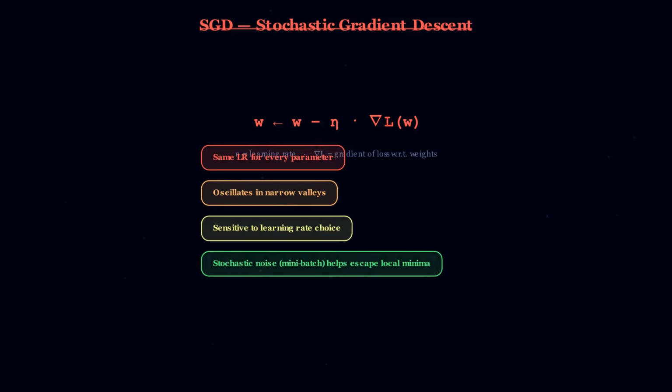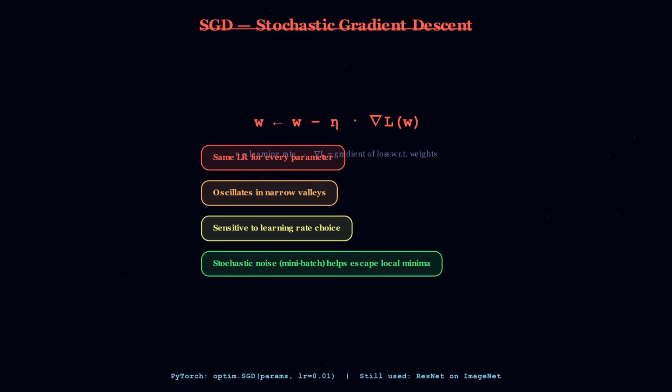SGD, stochastic gradient descent, the foundation of all optimizers. The update rule: W equals W minus learning rate times the gradient of L with respect to W. That's it. Subtract a fraction of the gradient from every weight on every step. The learning rate eta controls the fraction. Stochastic means we don't compute the gradient over the full dataset. That would be too slow. We use a mini batch of typically 32 to 256 samples. The batch gradient is a noisy estimate of the true gradient, but the noise is actually helpful. It helps escape local minima.